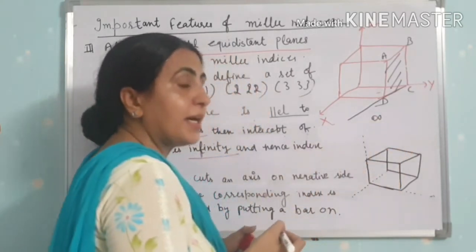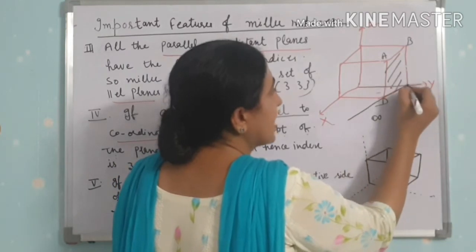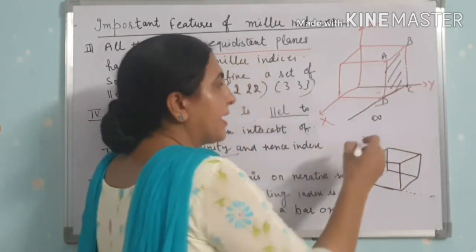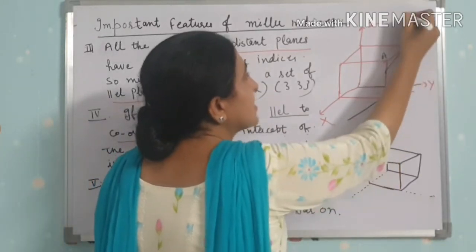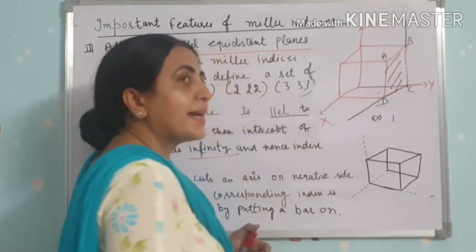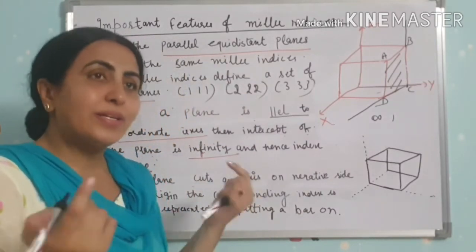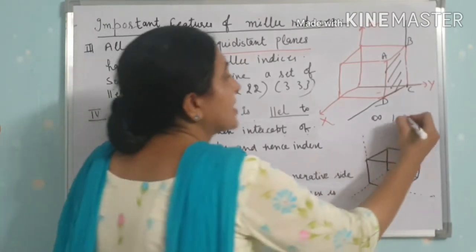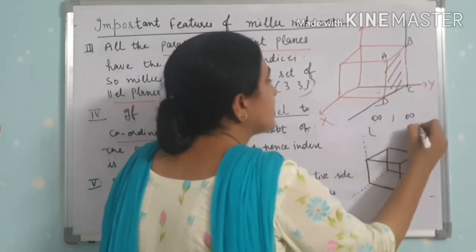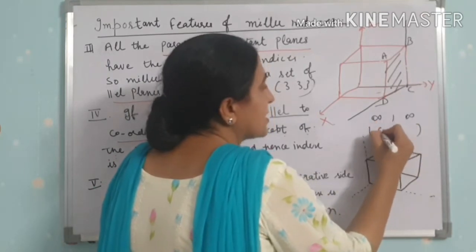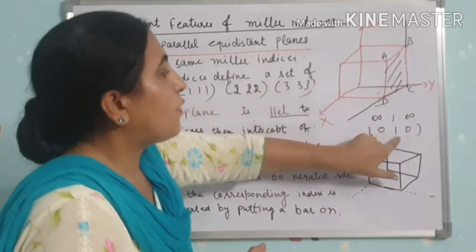So the intercept is infinity, clear? And along the y-axis, it cuts the y-axis at this point. So we take intercept 1. And along the z-axis, this is also parallel to the z-axis, so it doesn't cut the z-axis at any point. So the intercept is infinity along the z-axis. The reciprocals of these are the Miller indices, and we put them in brackets. So 1 over infinity is 0, 1, 0. So the Miller indices of this plane are 0, 1, 0.